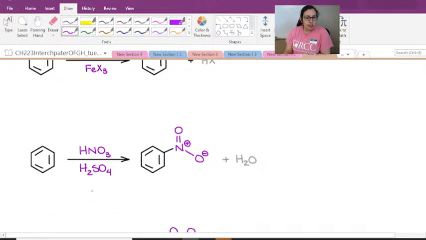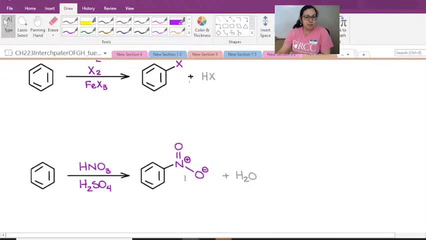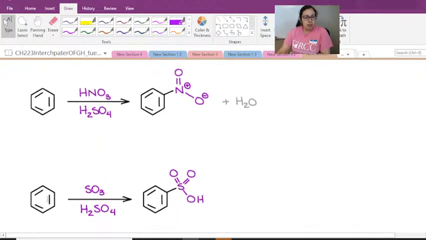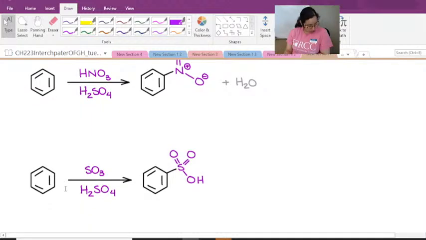And here's another nitration condition, very forcing, so you're using nitric acid and sulfuric acid to get that nitration reaction to occur. If the benzene is substituted, it's easier to do different reactions, but pure benzene requires pretty forcing conditions. Same thing, you can add a sulfonate group to that, but again, very forcing conditions with sulfuric acid.